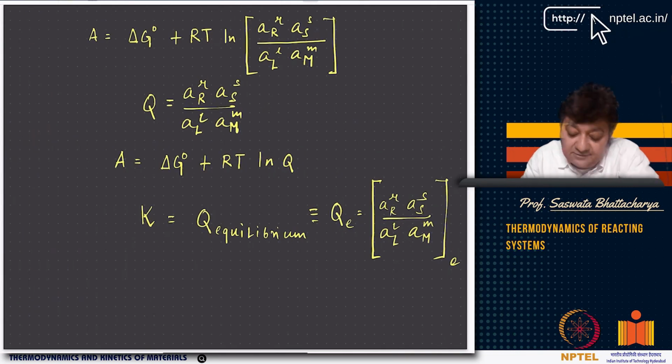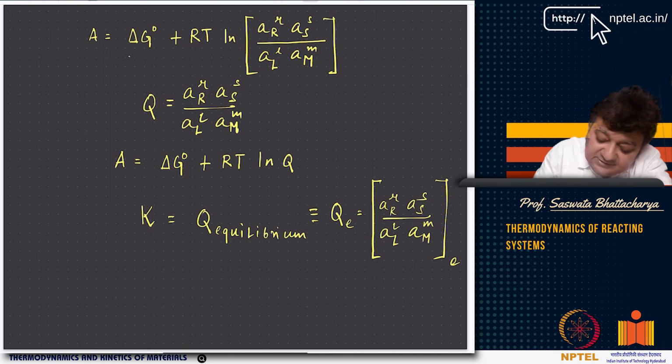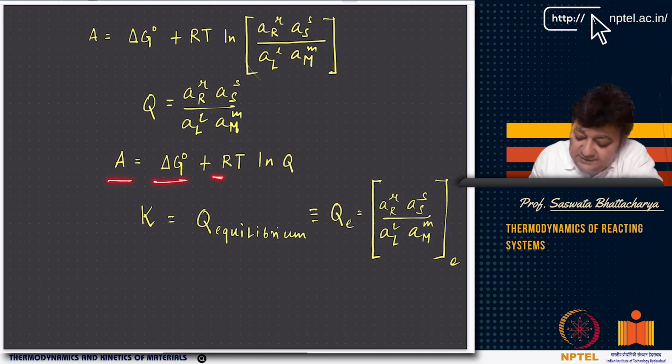So you have this activity, which is basically a. So you have this affinity, which is delta G0 plus RT ln of a_R to the power R, a_S to the power S, over a_L to the power L and a_M to the power M. And you can define this term, this one, as Q. Now what you have is A equal to delta G0 plus RT ln Q.